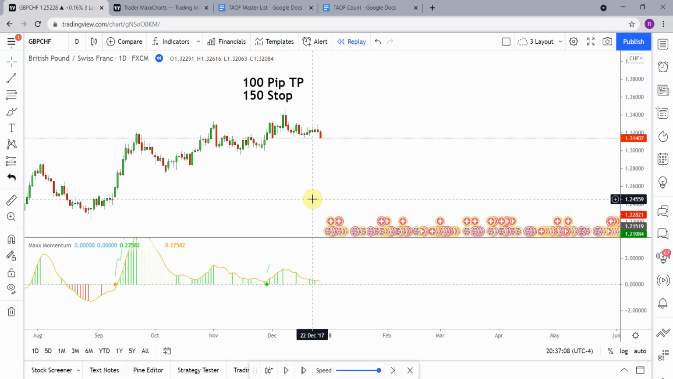Welcome back, viewers. Today we will be testing the Maxx momentum indicator.